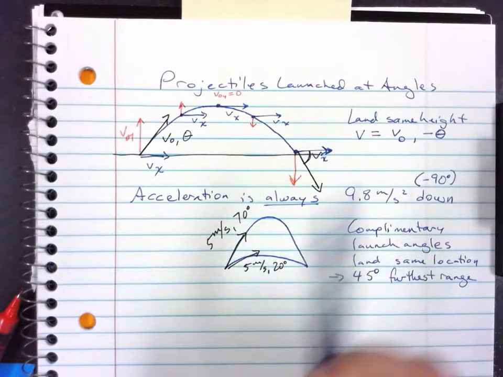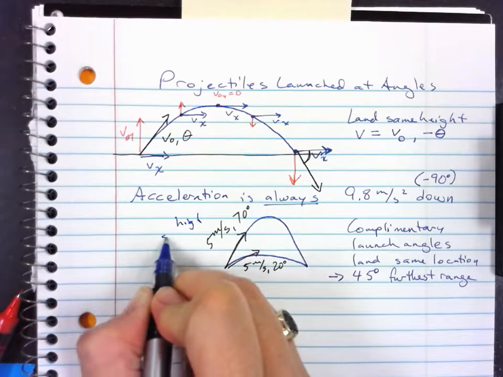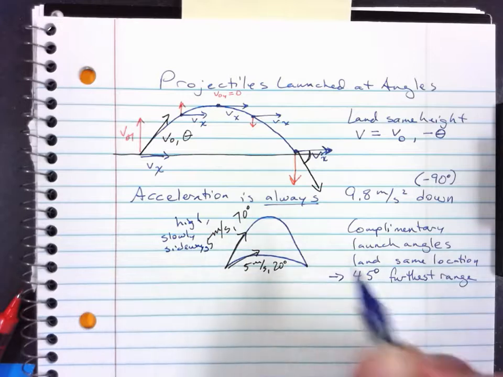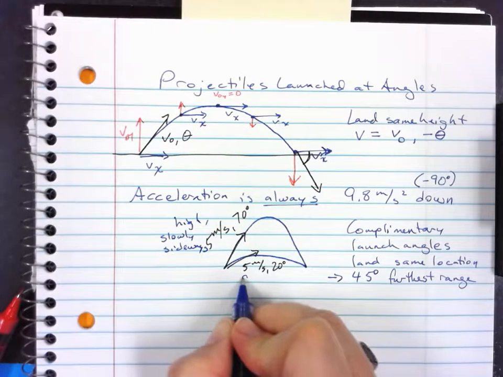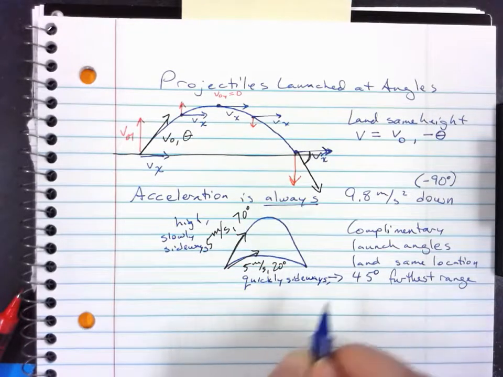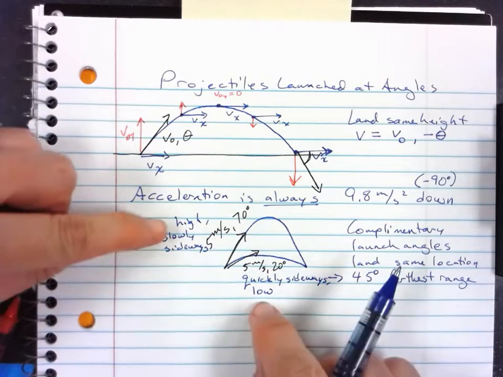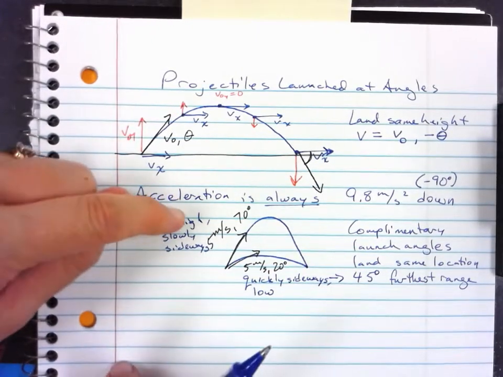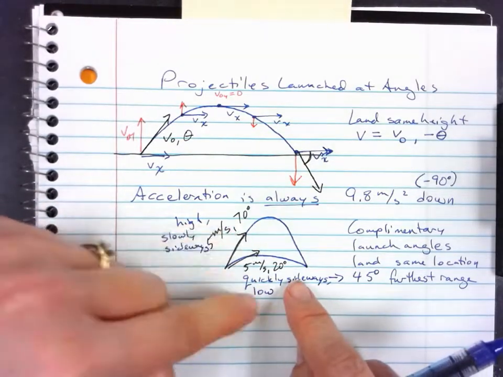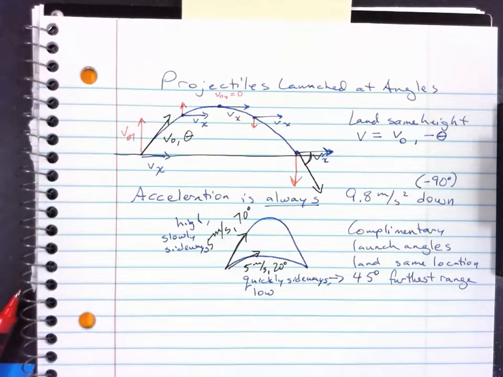The difference between these two launches is at 70 degrees, it goes really high, but it's moving slowly sideways. Versus at 20 degrees, it's moving quickly sideways, but it doesn't go very high. And remember, height is what determines time in the air. So this spends a lot of time in the air, moving slowly sideways. Little time in the air, moving fast sideways. And they end up exactly complementing each other, and you land at the same place.